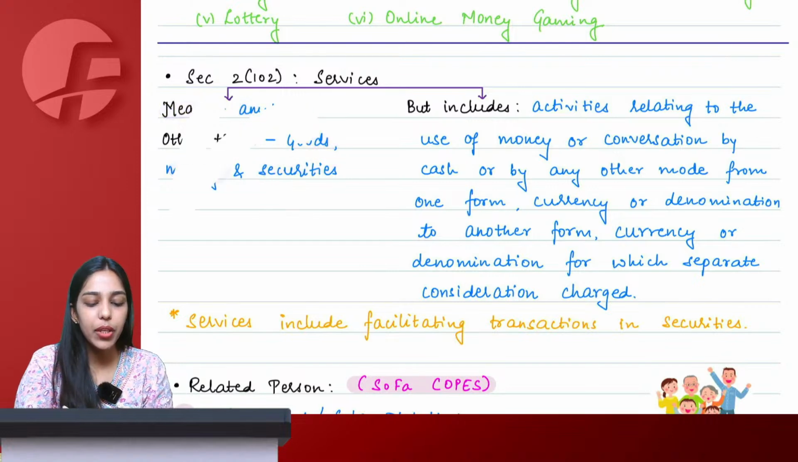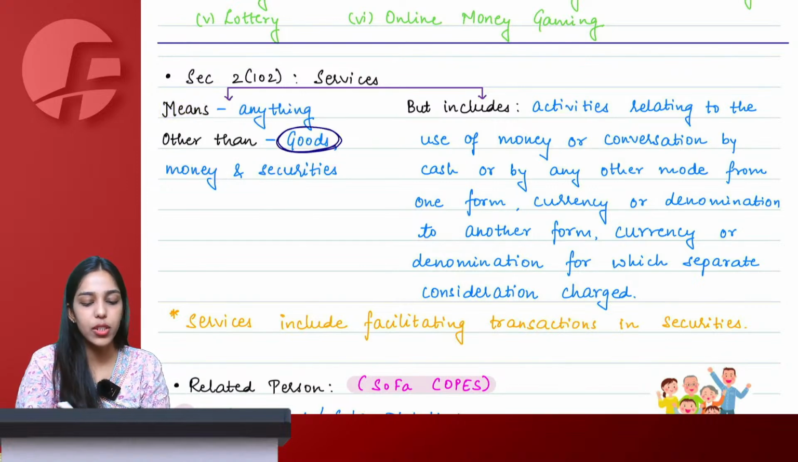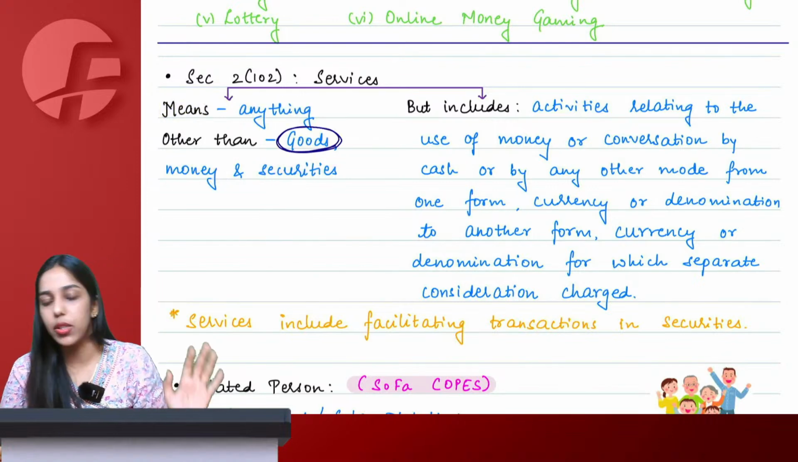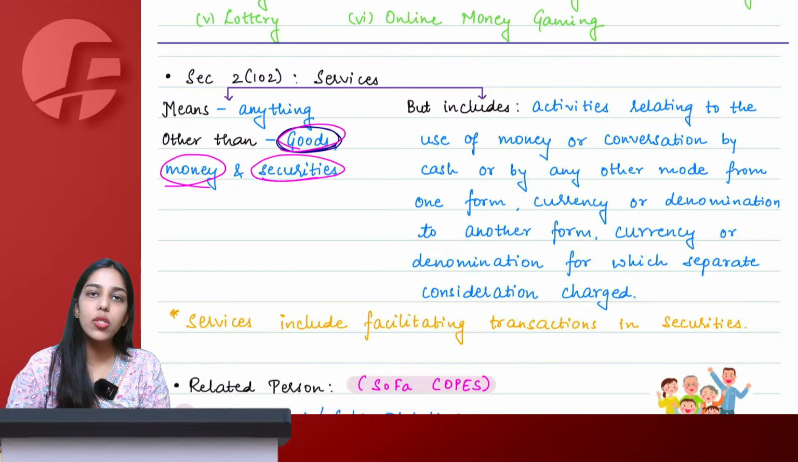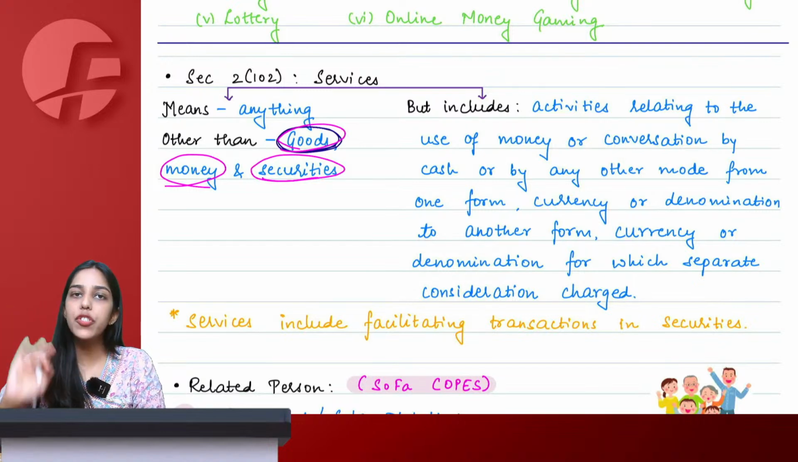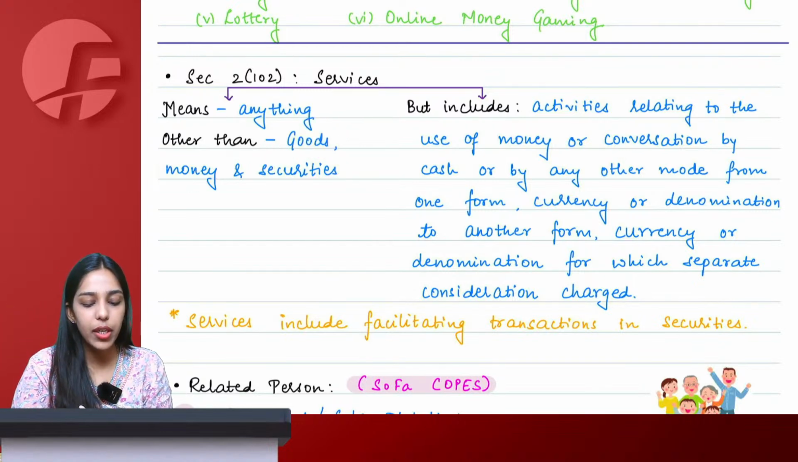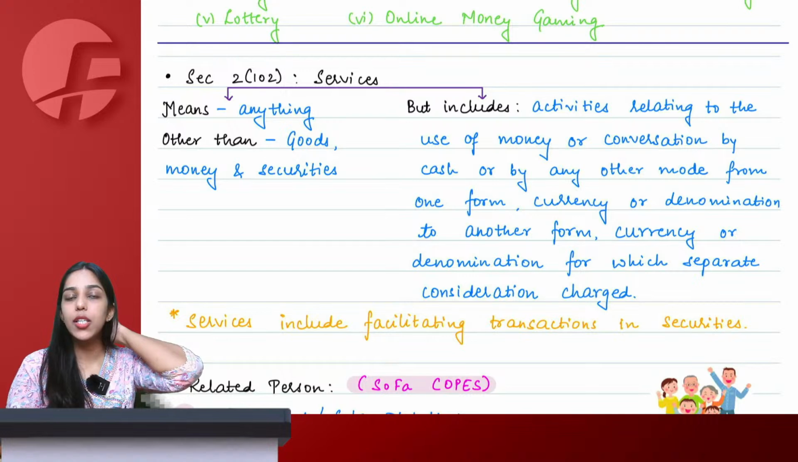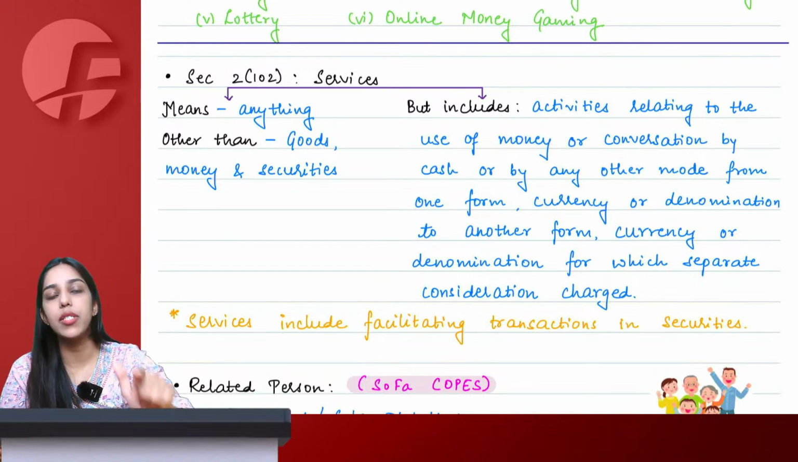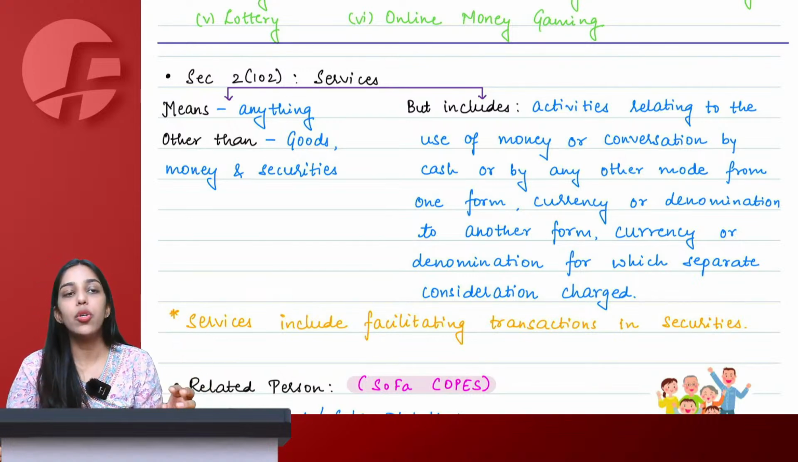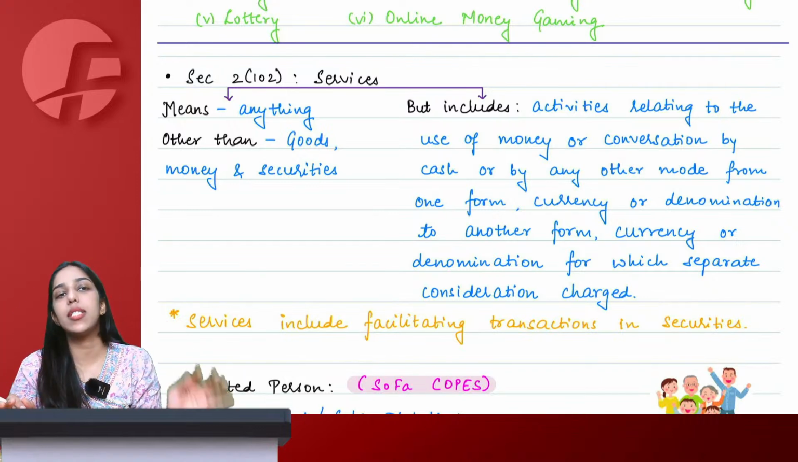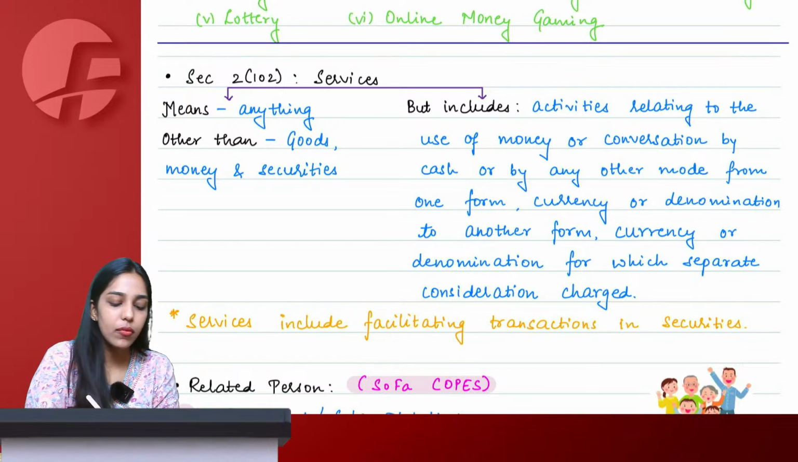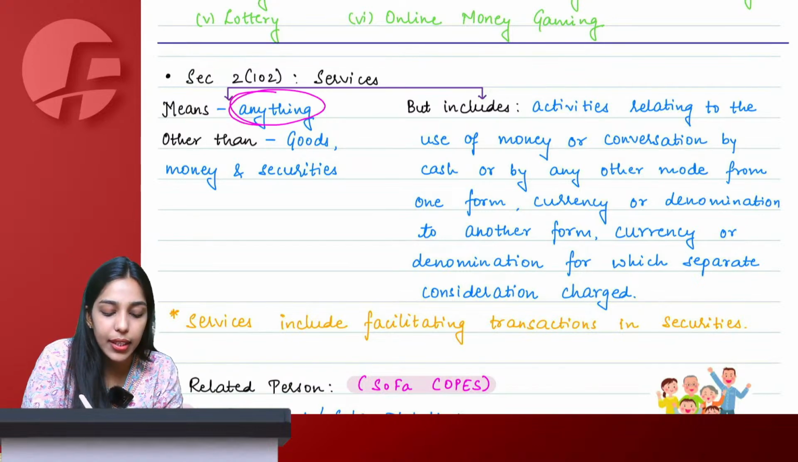If something falls under the definition of goods, you go and consider them as goods. Money and security were excluded from goods, and they are excluded from the definition of services also. So now we are very much clear that money as well as security are neither goods nor services and therefore no GST. So today if I sell a bond, a share, a stock, no GST will be levied on it.